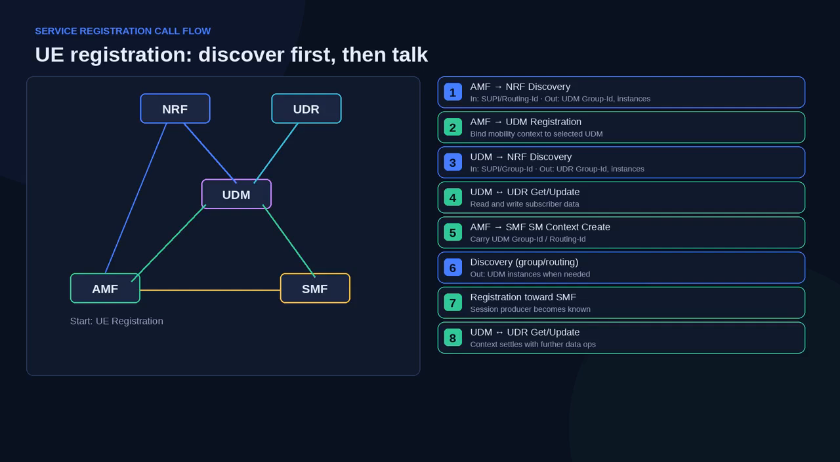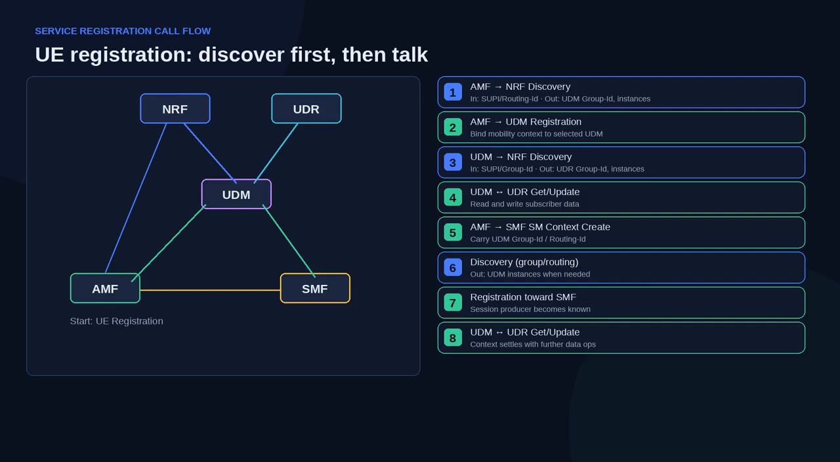Step 4, the UDM does get and update against the UDR to read and write subscriber data. Step 5, the AMF creates an SM context toward the SMF, carrying UDM group and routing information so session management stays consistent. Step 6, there is another discovery path involving group and routing identifiers that returns UDM instances when needed higher in the chain. Step 7, registration also runs toward the SMF side of the story so session producers are known. Step 8, further get and update traffic continues between UDM and UDR as the context settles.